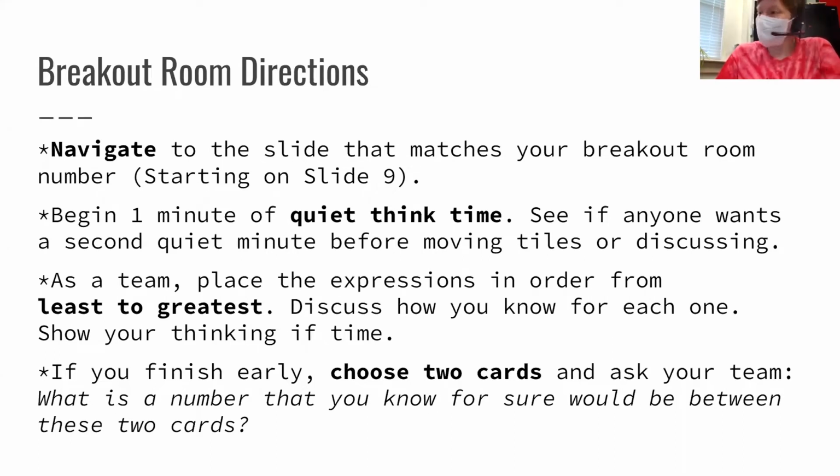And then if you finish early, I'd like for you to pick 2 cards that are on the screen. So maybe like your biggest one and the one right before that. Pick those 2, or any 2, and then see if you can think of a number that would definitely fall right in between there. So maybe you might be like 7,000. That's definitely a number that would fall right in between those 2 cards. Okay.